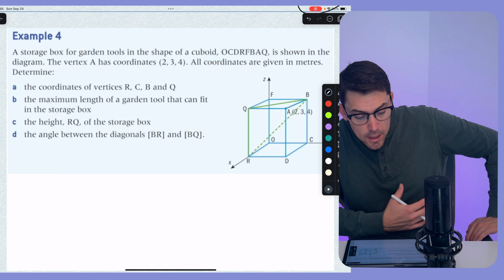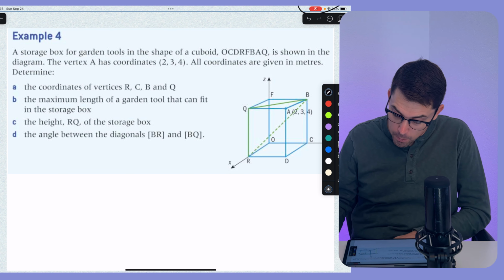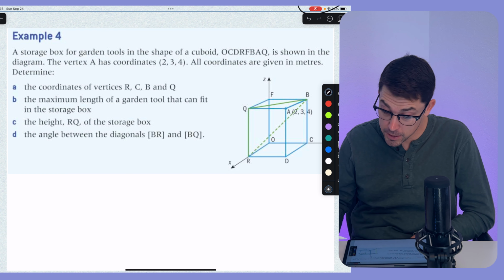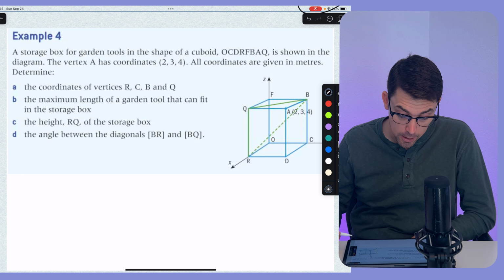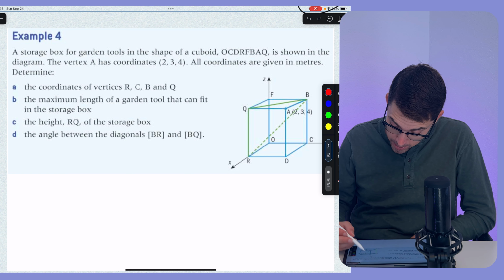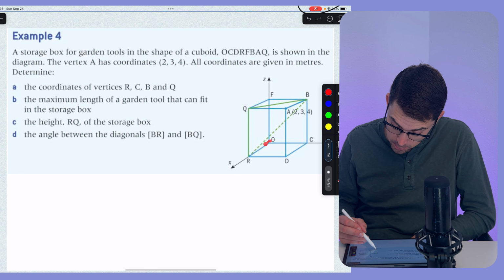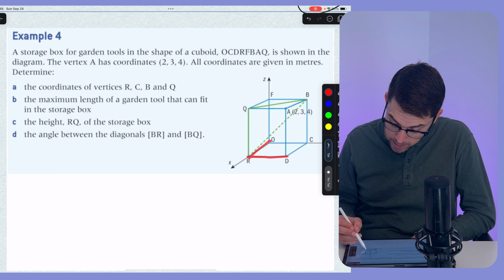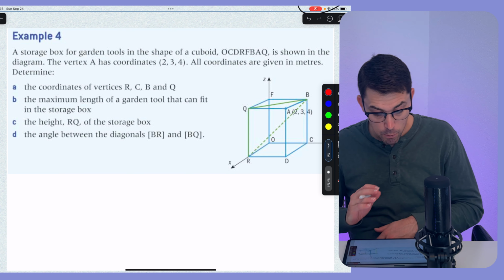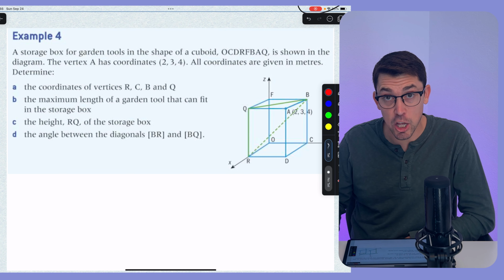All right, so let's say that we have a storage box for some garden tools in the shape of a cuboid. We go ahead and call that O, C, D, R, F, B, A, Q because of all the different vertices. It's going to be shown in the diagram here. And let's say that the vertex A, I can go ahead and find that right here, A is going to have a coordinate of 2, 3, 4. What that means, again, we moved in the x 2, we moved in the y 3, and we moved in the z 4 to get that point, 2, 3, and 4. Now what we want to do is find the coordinates of vertices R, C, B, and Q.